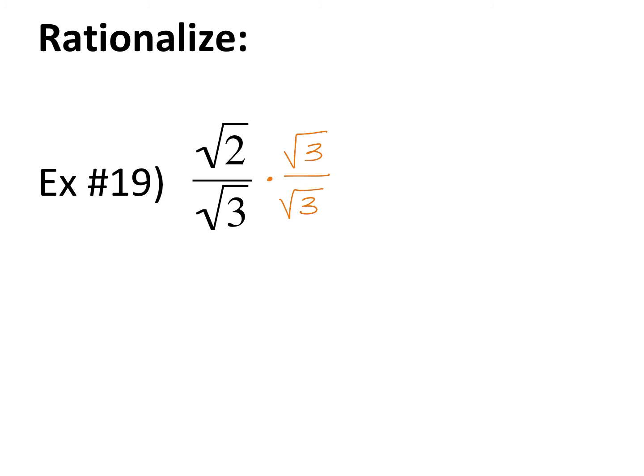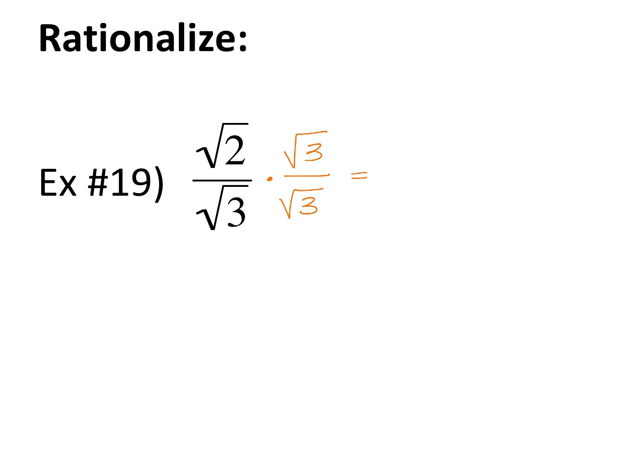Why am I allowed to multiply by rad 3 over rad 3? Because it equals 1, right? We're not changing the value of it. We're just rearranging where things are. That's the only reason we're allowed to do that. You can't just pick a random number and say, oh, I'm going to multiply by the square root of 7. You can't. You have to multiply by 1 so we don't change its value.